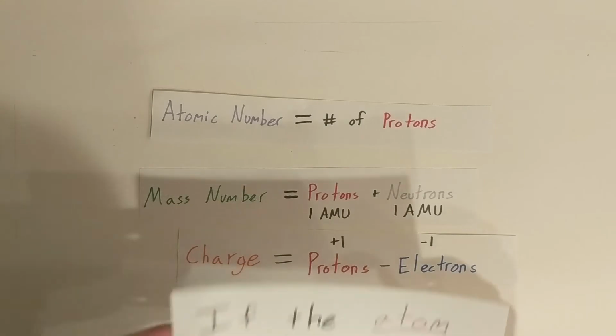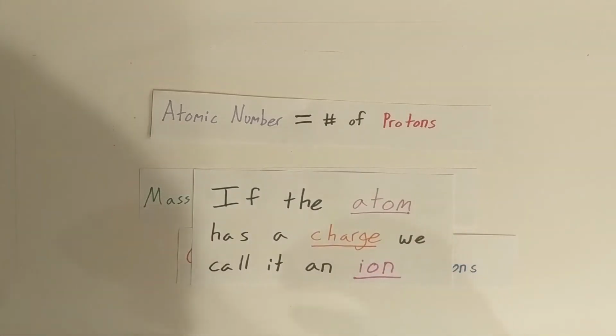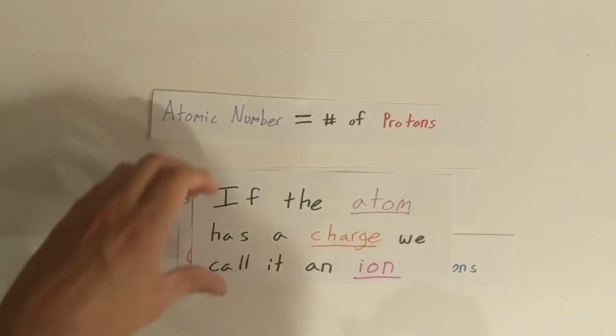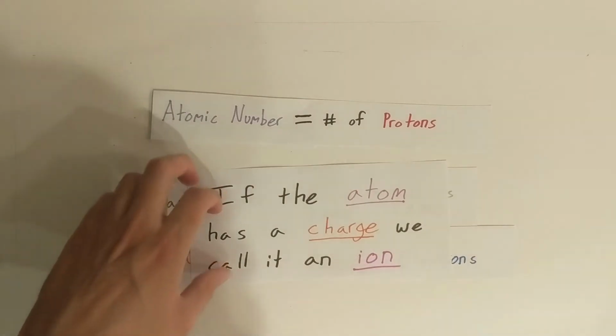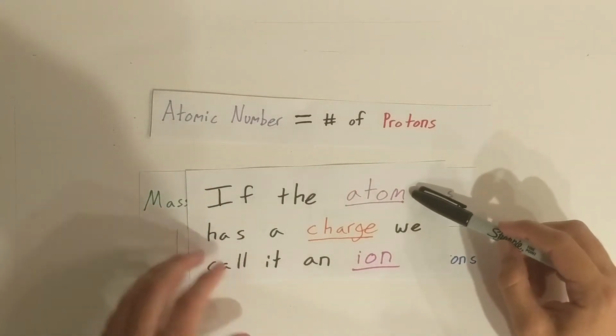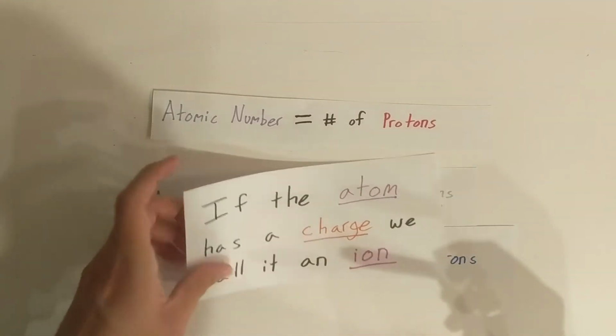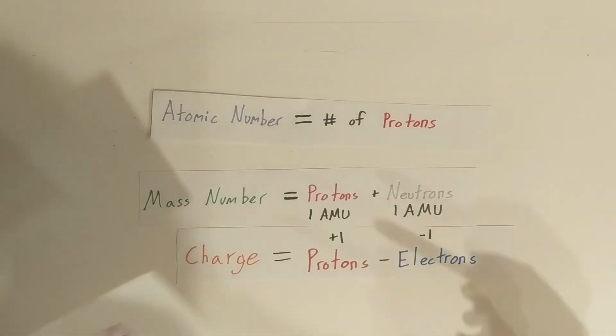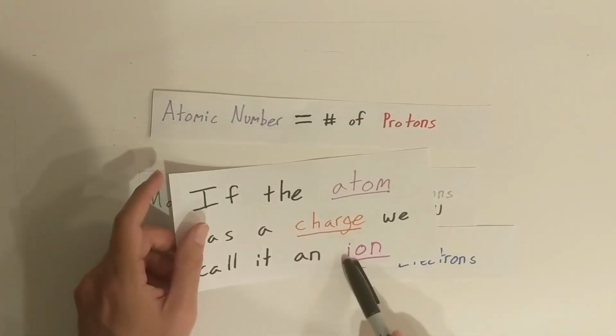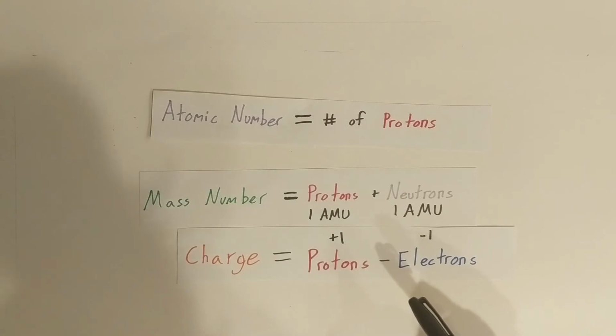So something interesting here, if the atom has a charge, we call it an ion. So that's a little bit of vocabulary for you. Most atoms are neutral, so they are going to have the same amount of protons and electrons. But if there is a charge, we're just going to call that an ion.